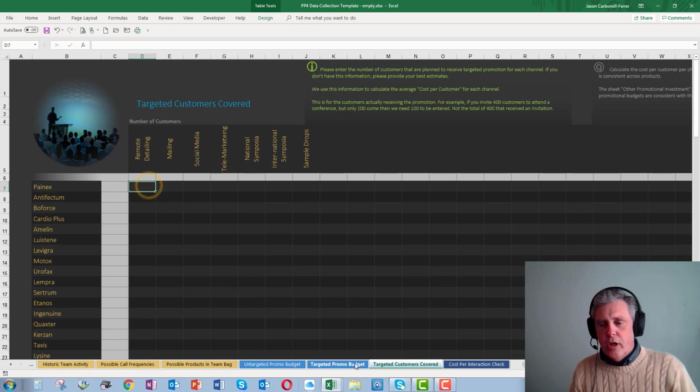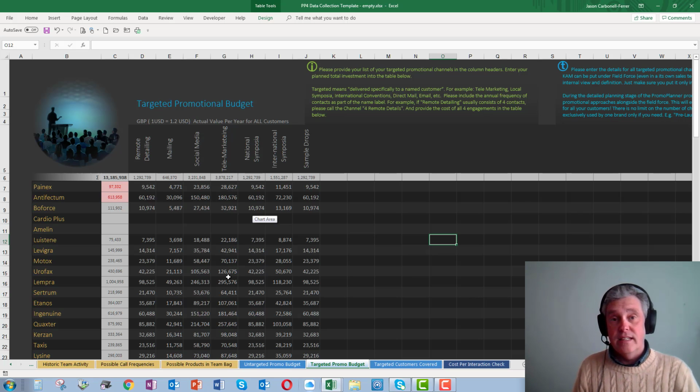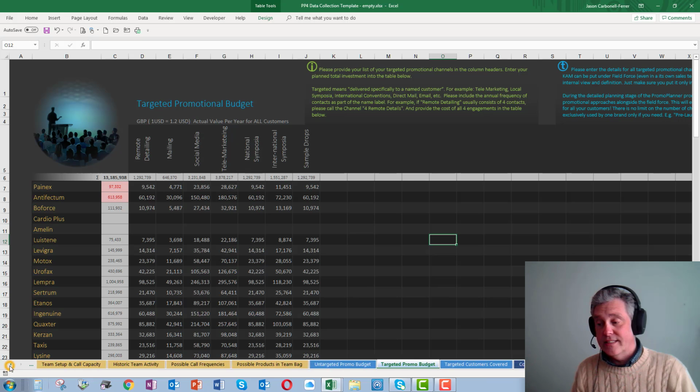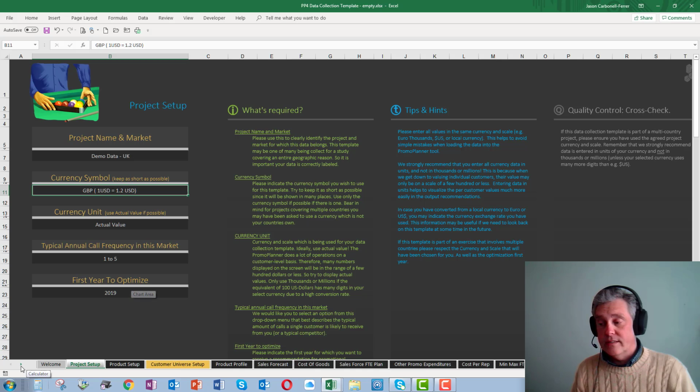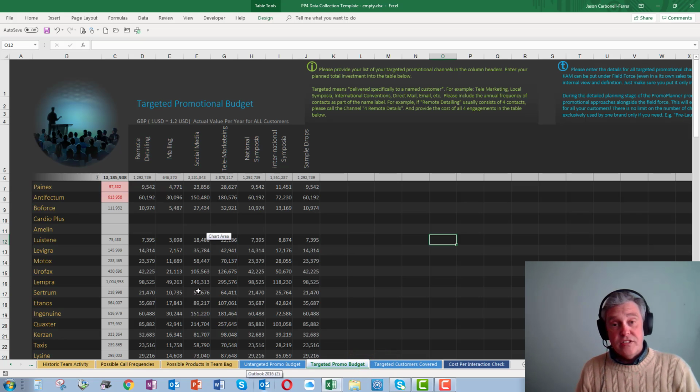Now let me go back for a moment to the previous tab, the targeted promotional budget tab. So here we have entered money amounts which represent the investment that we're expecting to make in this year, which is 2019 as far as this project is concerned. Remember, we set that up all the way back here. There it is, 2019. So these are budgets, and that's fine. It tells us exactly what we're going to spend.